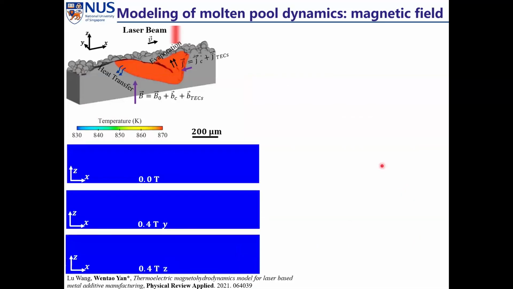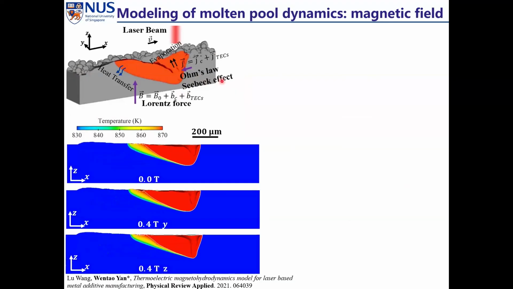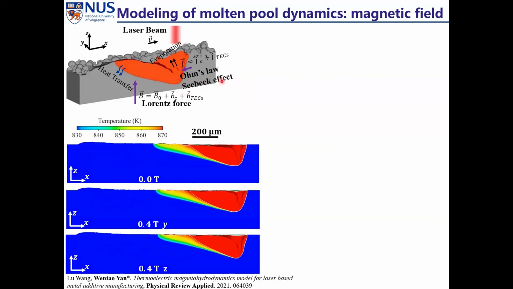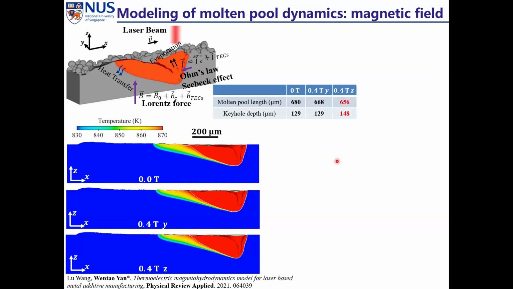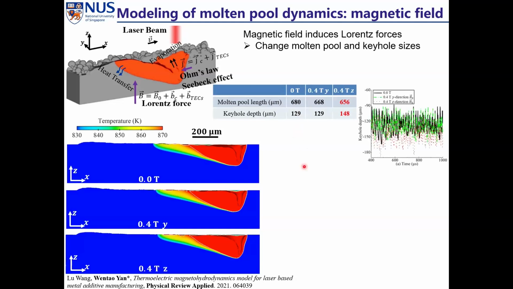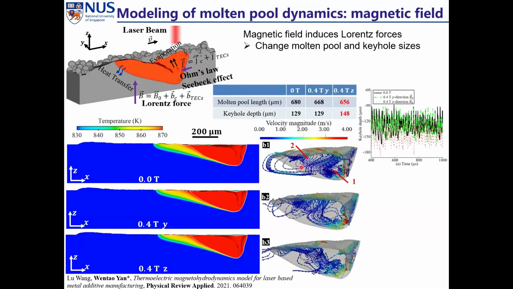Here, we develop another model. We consider the influence of a static magnetic field. So we consider Ohm's law and Seebeck effects, which will generate a very weak electric current. And this very weak electrical current and a strong magnetic field will generate Lorentz force. And this Lorentz force will influence the molten flow. So we run different cases: no magnetic field, 0.4 Tesla along the y direction, 0.4 Tesla along the z direction. Then we got these results. The major finding is here.